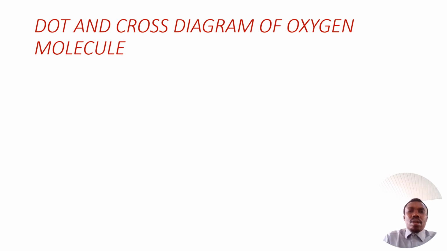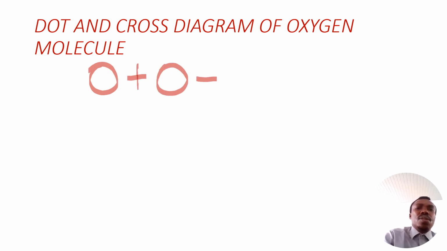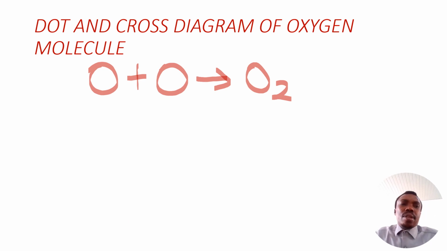Now we want to look at the dot and cross diagram of the oxygen molecule. Oxygen is a covalent molecule. The formation of covalent bond in the oxygen molecule is between atoms of the same element. This is the formula for oxygen: one atom of oxygen plus another atom of oxygen gives you one molecule of oxygen. So let's show the dot and cross diagram.